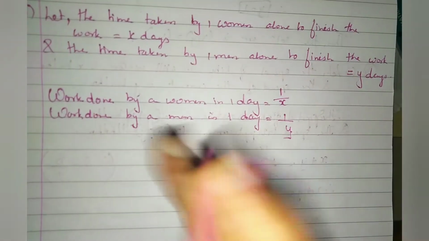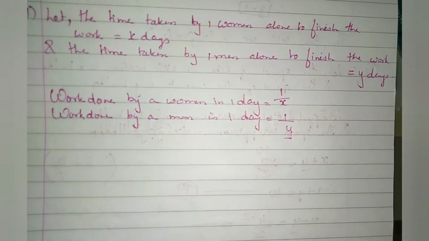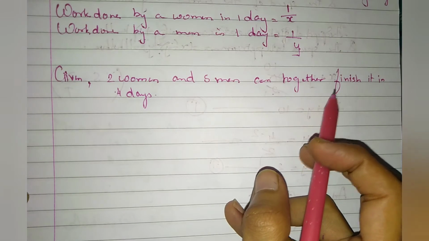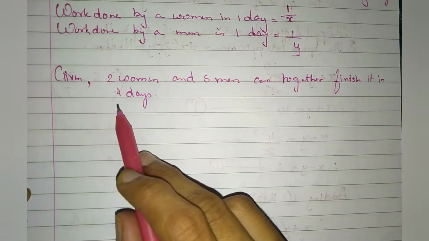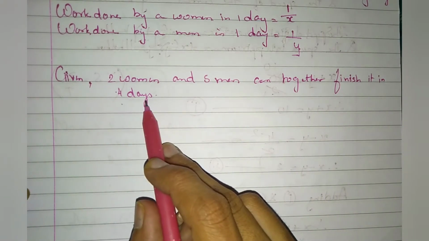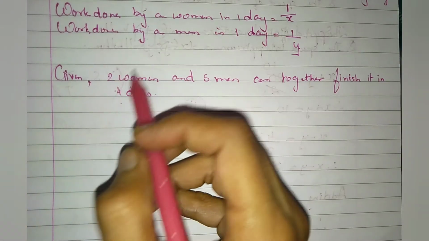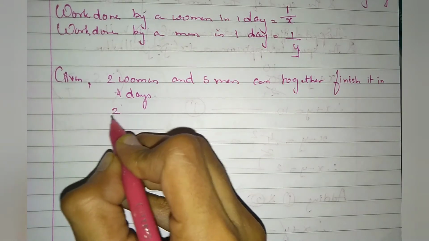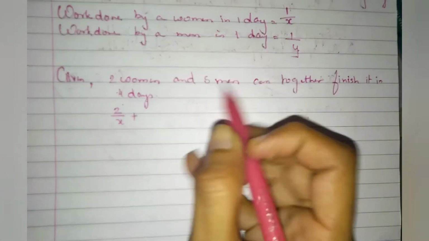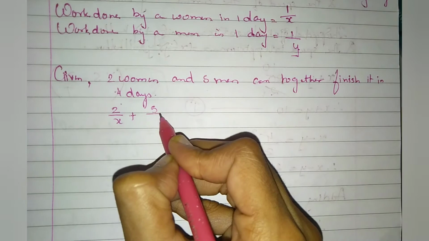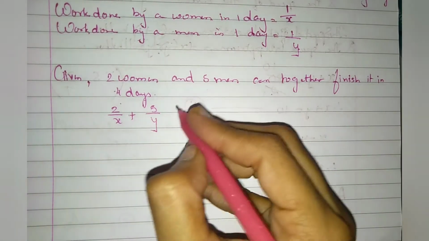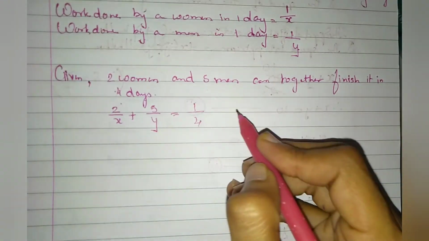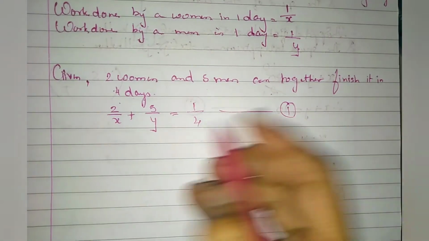Now we have to form the equation. You had given 2 women and 5 men can together finish it in 4 days. 2 women means 2 into 1/x, so 2/x plus 5 men, so 5 into 1/y, so 5/y equal to 1 upon total days 4. So this is equation 1.